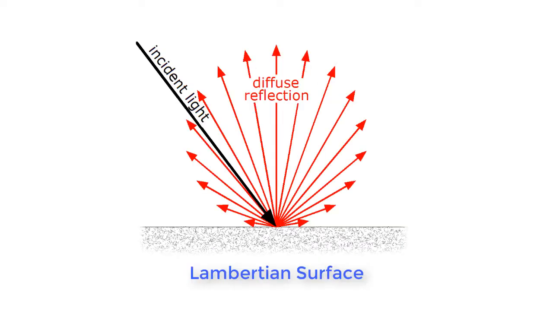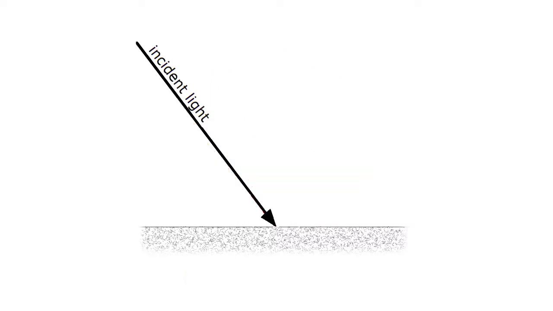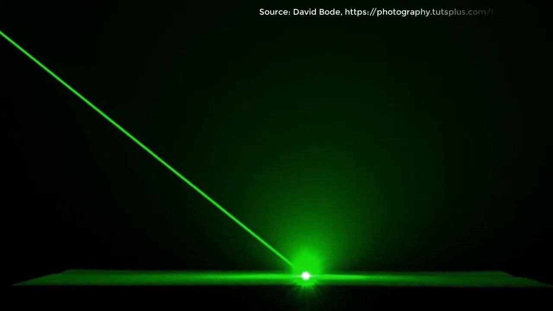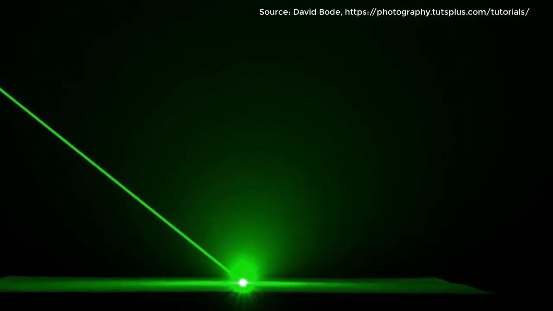Now let us look at the other extreme, which is a Lambertian surface, which diffuses the incident light in all the directions. The microfacets on the Lambertian surface scatter incoming light randomly in all the directions. Now you may be wondering, how does the angle of incidence matter when it comes to diffuse reflection? It does matter. The reflected light is maximum when the angle of incidence is parallel to the surface normal.